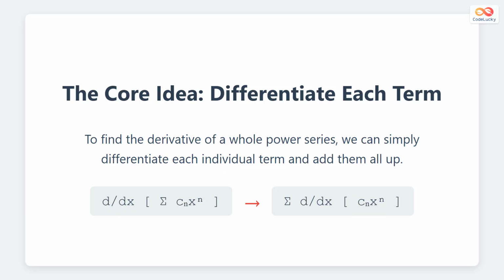The main principle we'll use is incredibly powerful yet simple. To find the derivative of the entire infinite series, we don't have to do anything complex. We can simply take the derivative of each individual term, one at a time, and then sum up the results. The derivative of the sum is the sum of the derivatives.